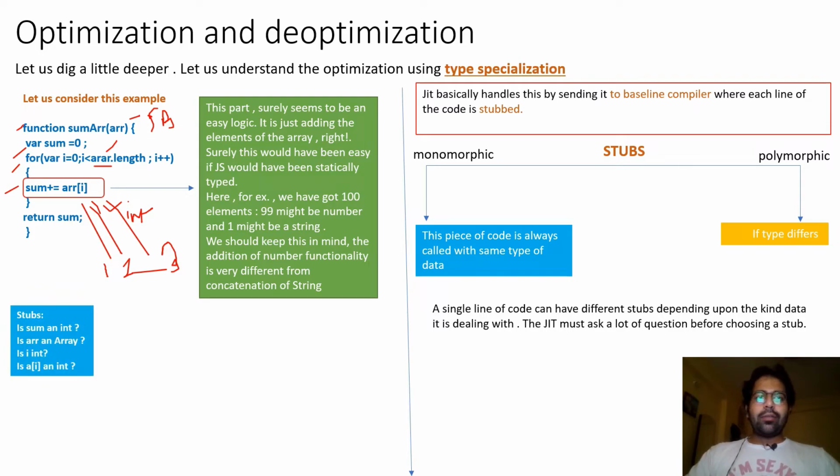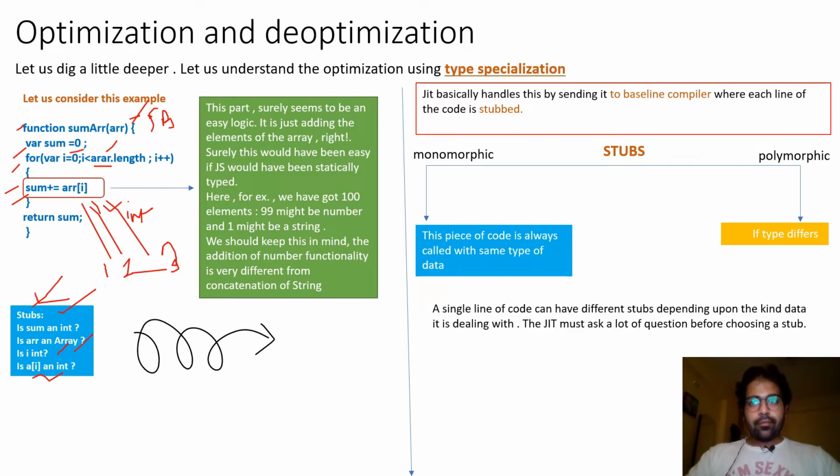So the stub looks something like this. For example, is the sum variable an integer? Is the array variable an array? Is the I variable an integer? And are a of I, the elements we are working with, all integers? Then it goes into this loop and asks these questions again and again. Although these questions make the compilation optimized, when they are asked again and again, it does increase a little bit of operational overhead. Correct.